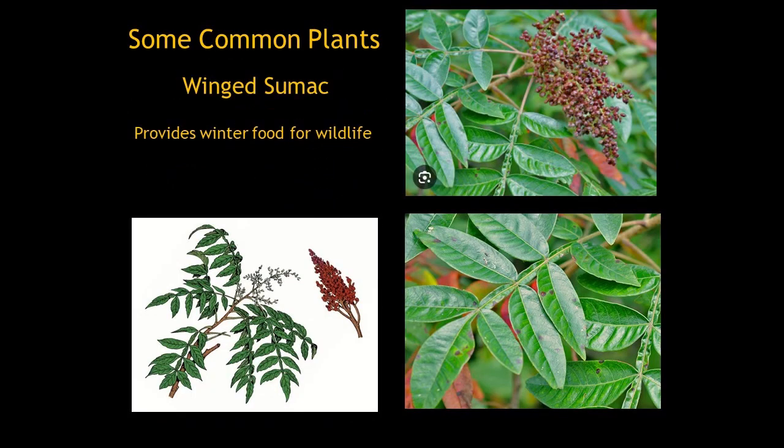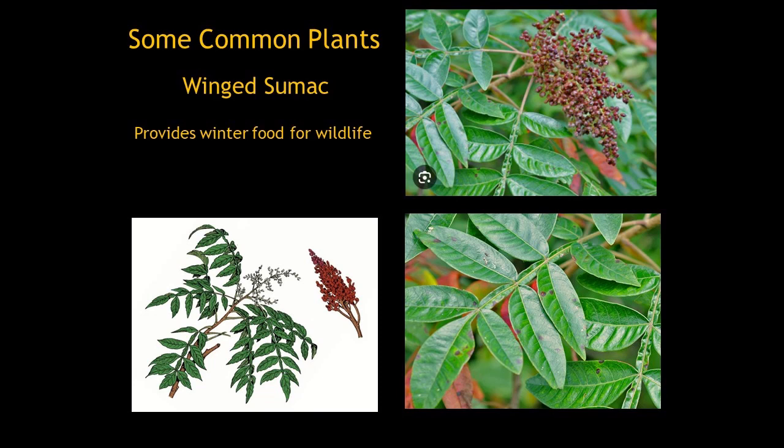Next we have winged sumac. It is a beautiful shrub, can get somewhat close to the size of a tree in some cases, but notice the compound leaf. It's leaves upon a leaf petiole. The berries are a treasure for wildlife and birds. They love them. So it's a great food for wildlife. The foliage in the winter turns red, then purple.